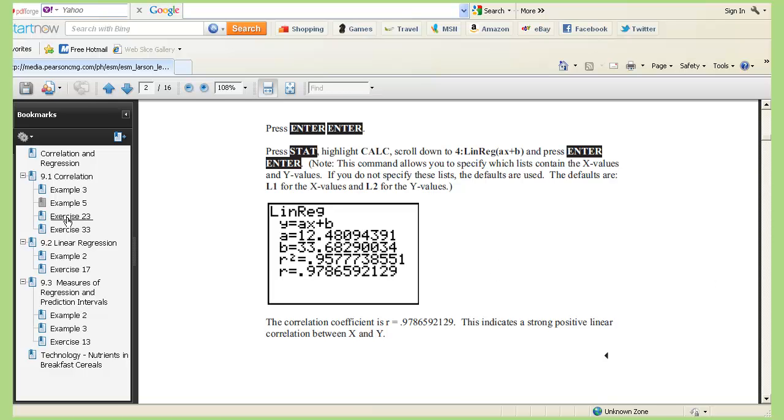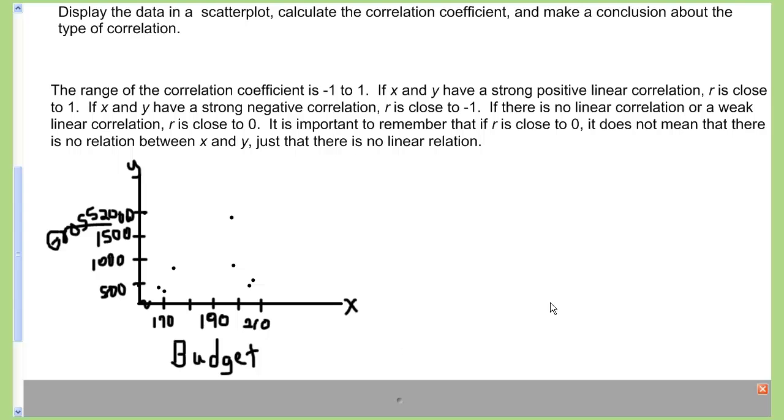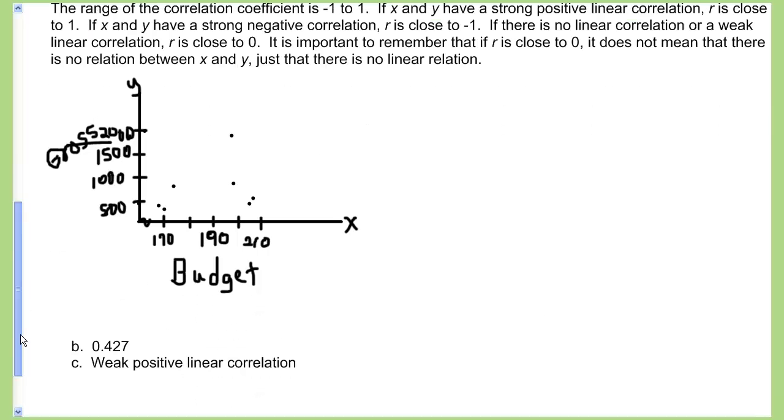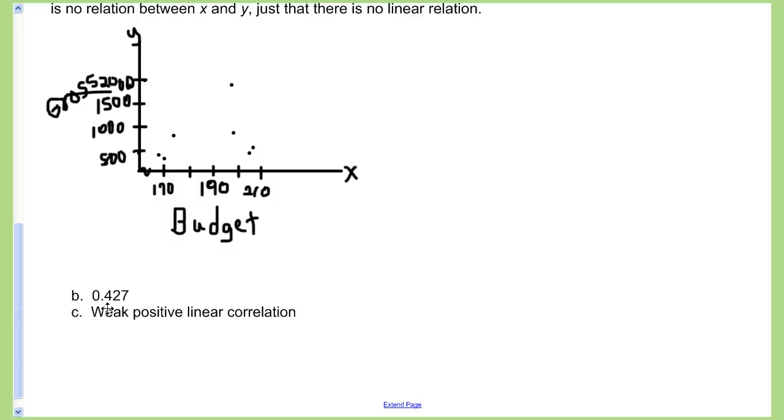Number 23 is actually done in here, and number 33, number 5, and number 3. It tells you what page it's on and everything. So now we're going to go back to the problem, because I only have 5 minutes that I can record in, so I don't want to use all my time doing that. So you would use the calculator or that enormous formula, and you would find that R is equal to 0.427.